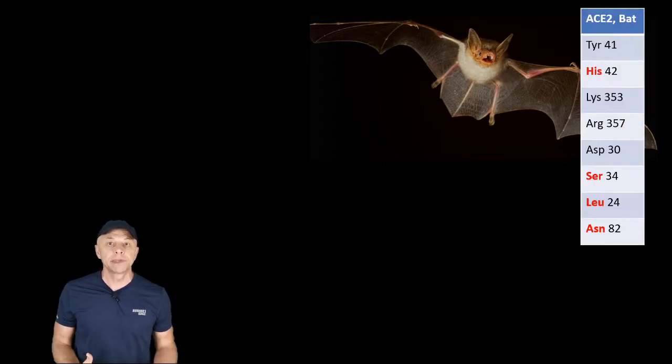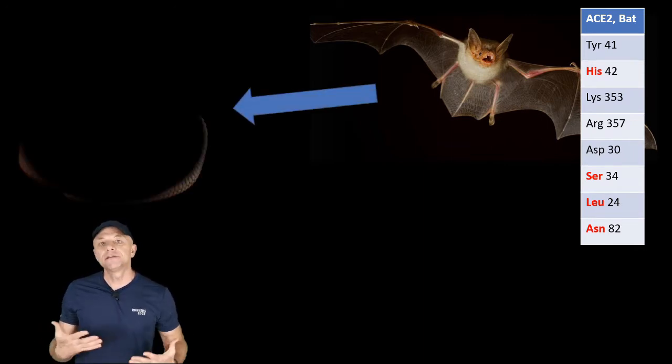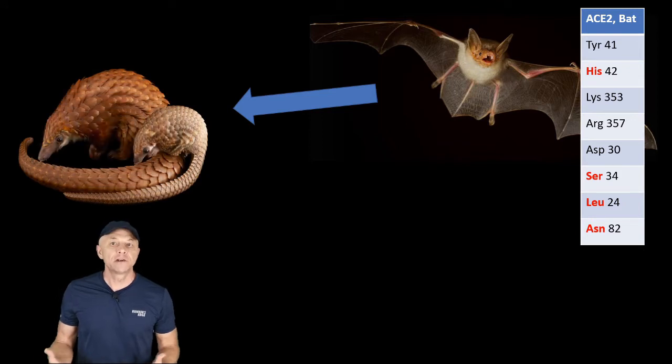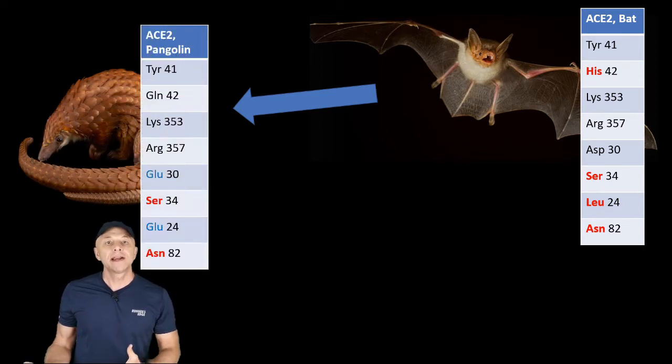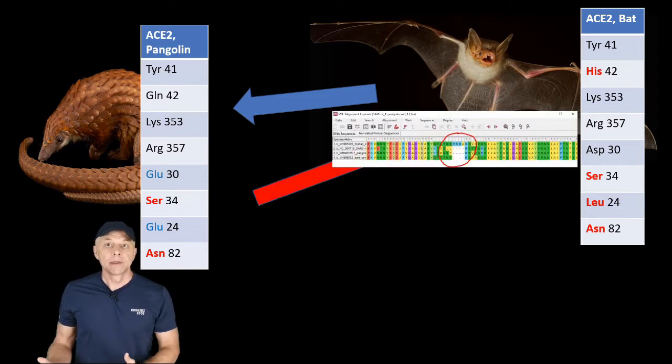These observations result in the following transmission pathway explaining the natural origin of SARS-CoV-2. The virus endemic to bats, with a very different interface of the ACE2 protein, first jumped to pangolins, where it evolved adaptations to the new ACE2 variant, which is closer to the human one.